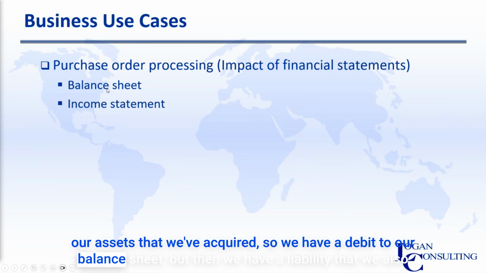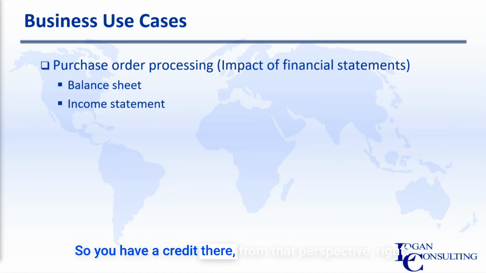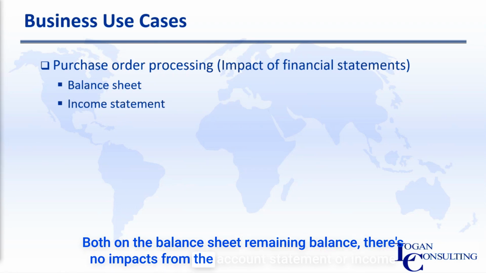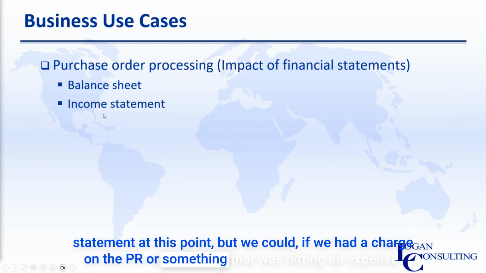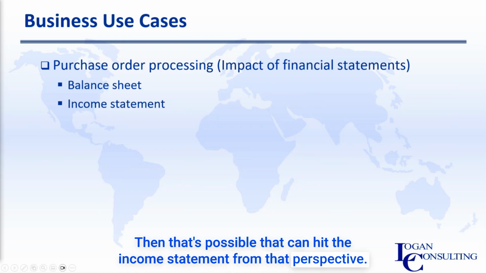So we have a debit to our balance sheet, but then we have a liability that we also have on the books because we have to pay that vendor. So we have a credit there. From that perspective, we're debiting and crediting both on the balance sheet. We're maintaining balance. There's no impact on the income statement at this point, but if we had a charge on the PO hitting an expense, that could hit the income statement.